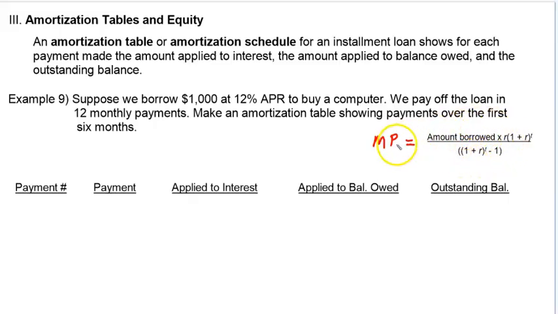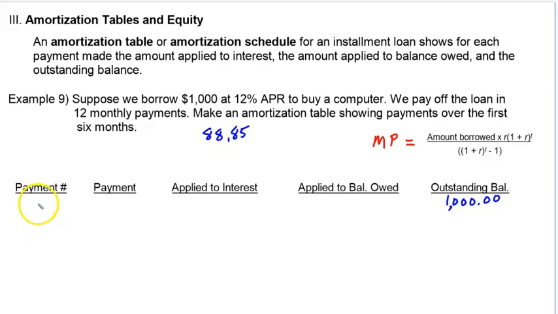So we're using that formula again that we looked at the beginning of the lesson. So let's see if you can use this correctly and come up with a monthly payment of $88.85. All right, so what we'll do here is we'll start with a balance of 1,000. So that'll be on a row all its own, just to kind of get things started. And then they only want us to make the schedule for the first 6 months.